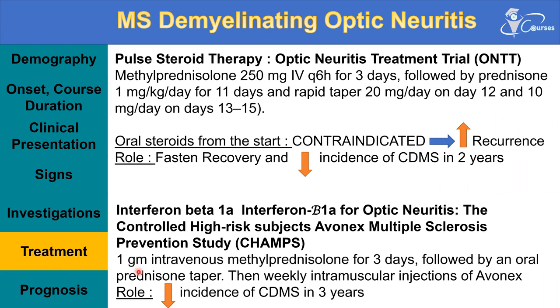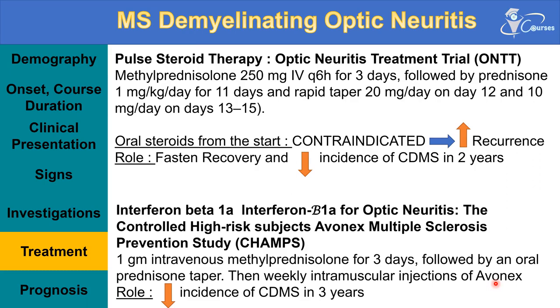So the patients received 1 gram of intravenous methylprednisolone for 3 days, followed by an oral prednisone taper, then weekly intramuscular injection of Avonex. So what was the result? The result was that this drug will also decrease the incidence of clinically definite MS over the next 3 years. So it will decrease the incidence of recurrence of the chronic disease or the development of the systemic disease. And this is very important for those patients because demyelinating optic neuritis is a very debilitating disease.